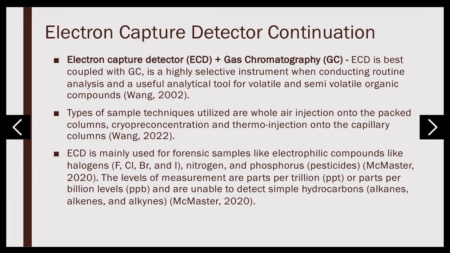Electron capture detector continuation. Electron capture detector coupled with gas chromatography (GC). ECD is best coupled with GC, a highly selective instrument when conducting routine analysis and a useful analytical tool for volatile and semi-volatile organic compounds. Types of sample techniques utilized are whole air injection onto packed columns, and cryo pre-concentration and thermal injection onto capillary columns. ECD is mainly used for forensic samples like highly electrophilic compounds such as halogens, nitrogens, and phosphorus. The levels of measurement are parts per trillion or parts per billion, and it is unable to detect hydrocarbons.